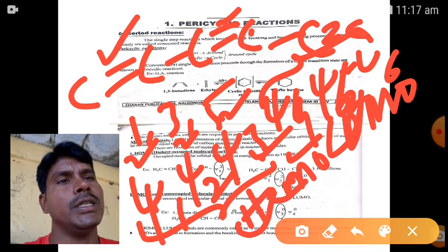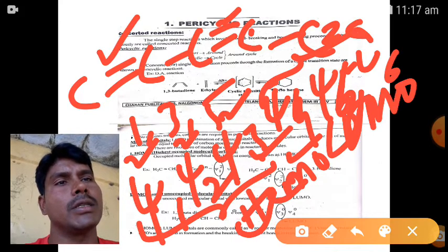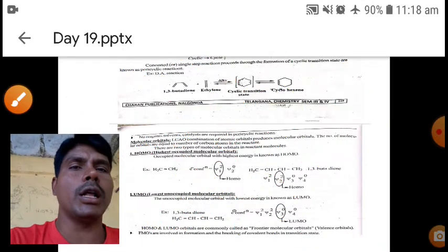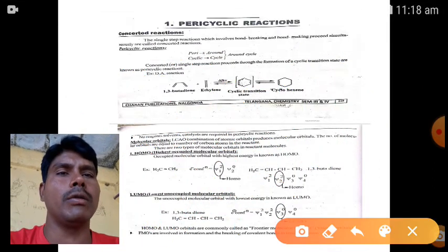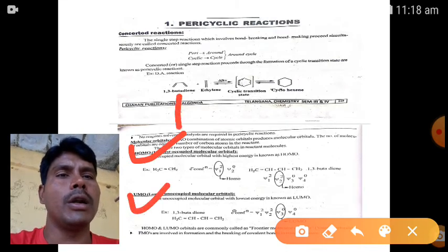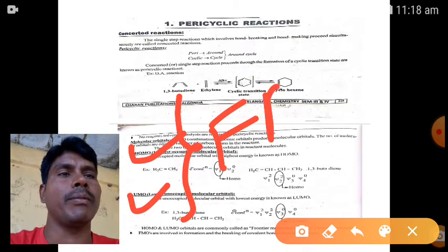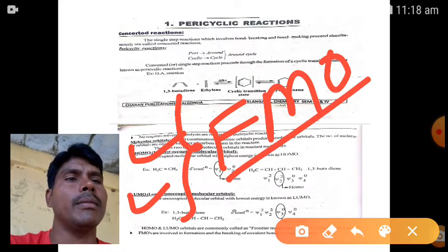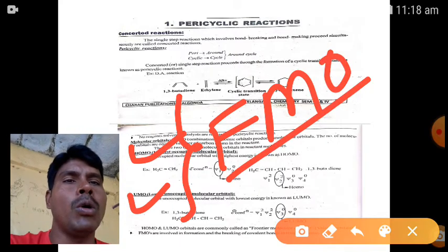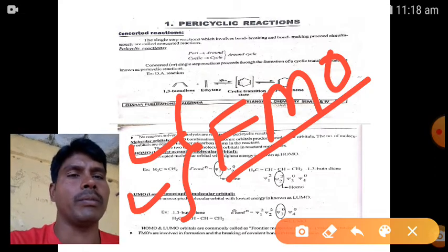In the unoccupied set, psi 4, psi 5, psi 6, the lowest energy is psi 4. So psi 4 is the LUMO orbital. The HOMO and LUMO orbitals are together called frontier molecular orbitals, FMOs.